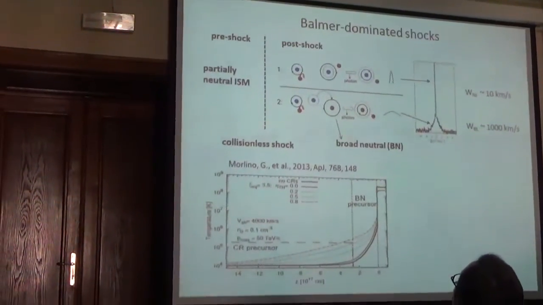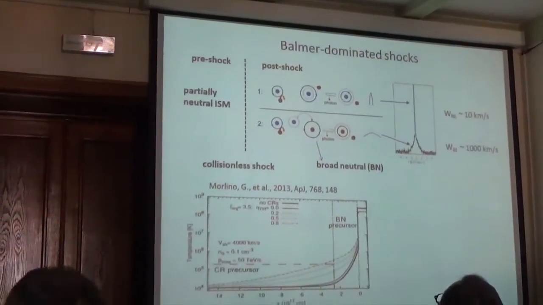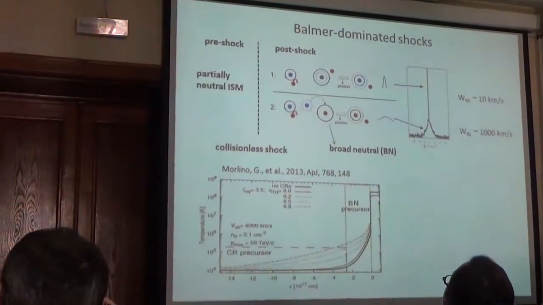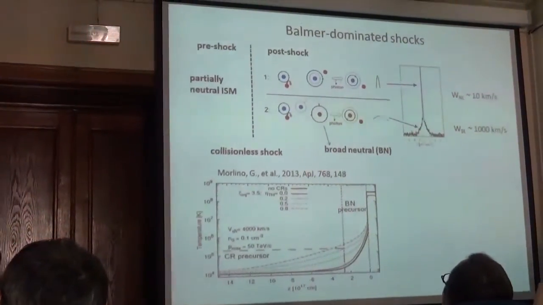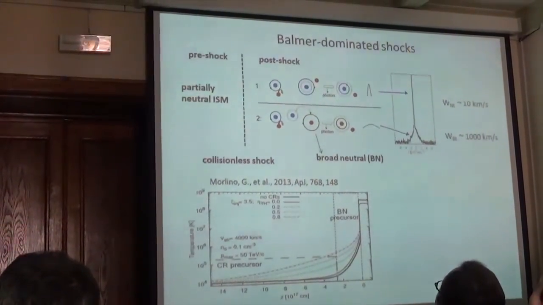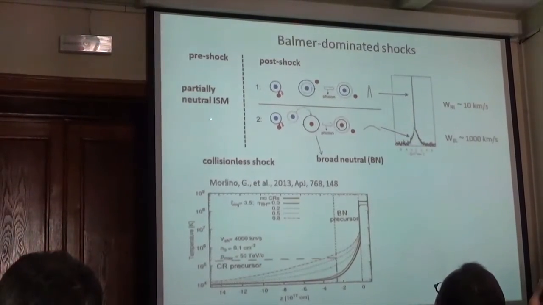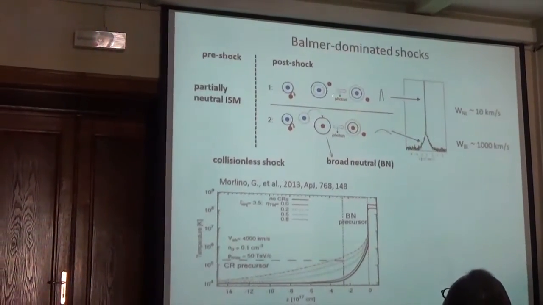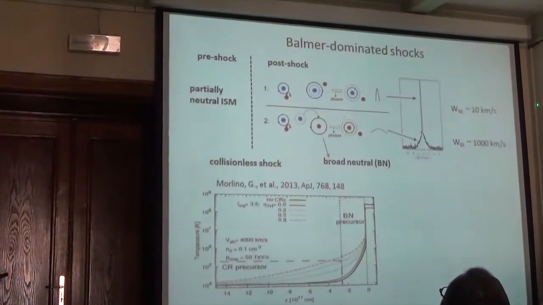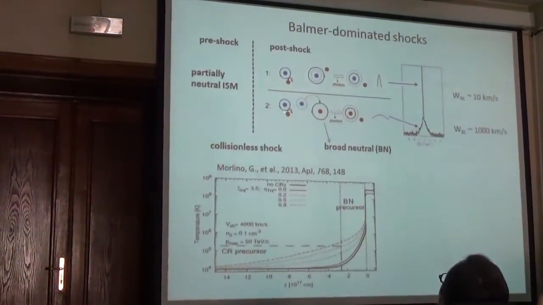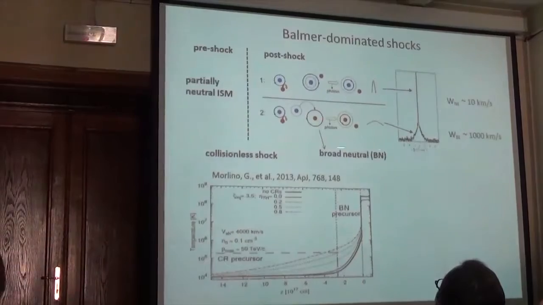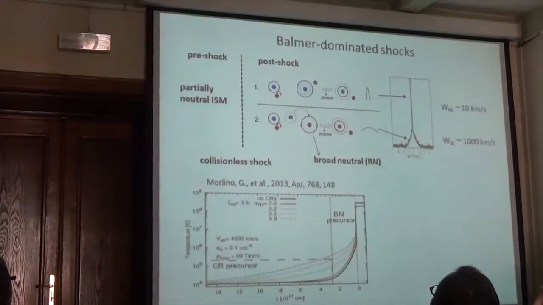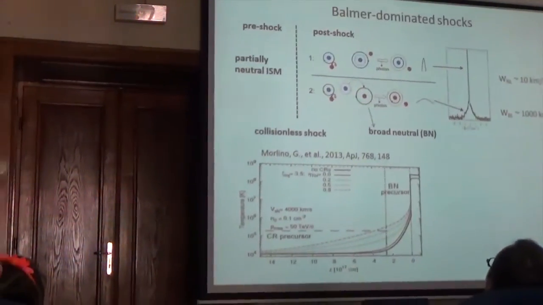As was already mentioned yesterday by John, this mechanism of producing this line was introduced by Roger Chevalier and John Raymond back in the late 70s. Once you have neutrals that penetrate into the shock, they can either be excited by the post-shock gas and produce the narrow component with a width of 10 kilometers per second, or go through a process of charge exchange, forming so-called broad neutrals, and produce the broad line with the order of 1,000 kilometers per second, basically the order of shock speed.